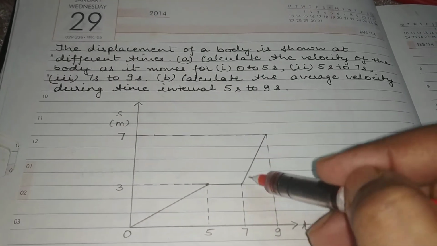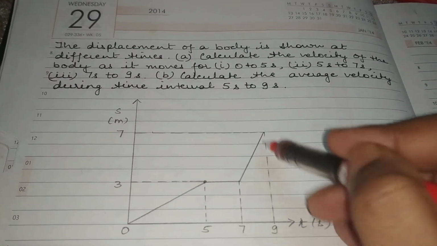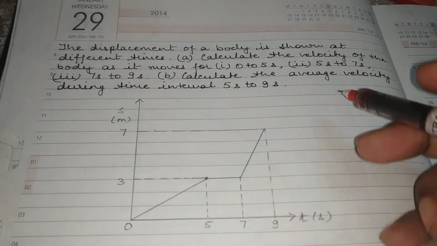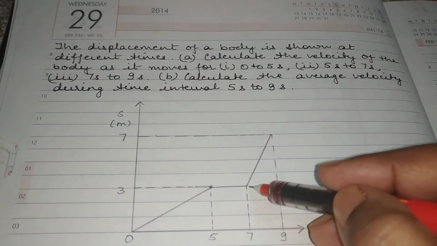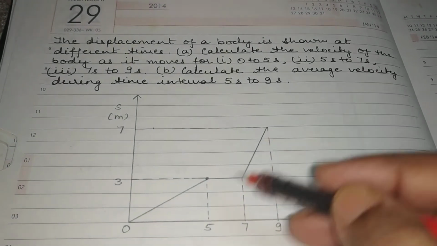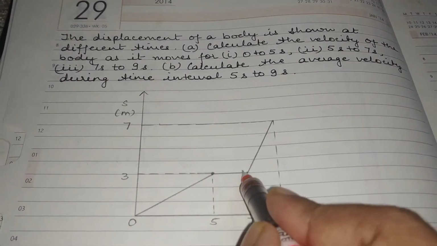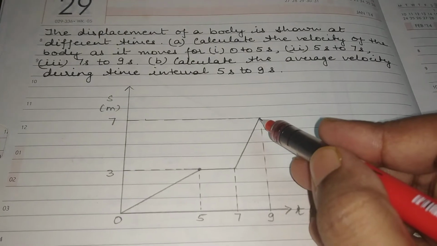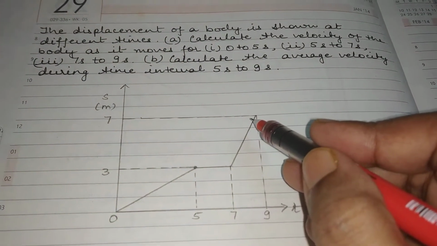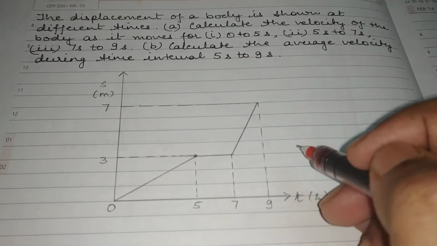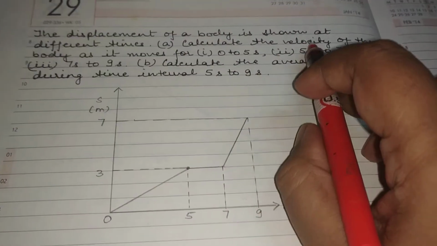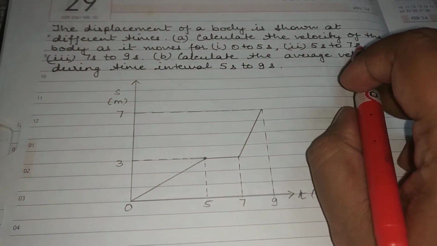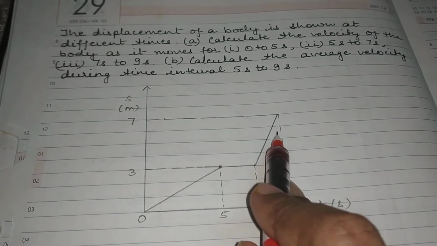First we will find velocity at these three different regions, okay? And then we will find the average velocity during the time interval 5 seconds to 9 seconds. That means from this portion to this portion, okay? We'll have to find the average velocity. So let us begin with the first part. We'll first of all find velocity of the body in these three different regions.